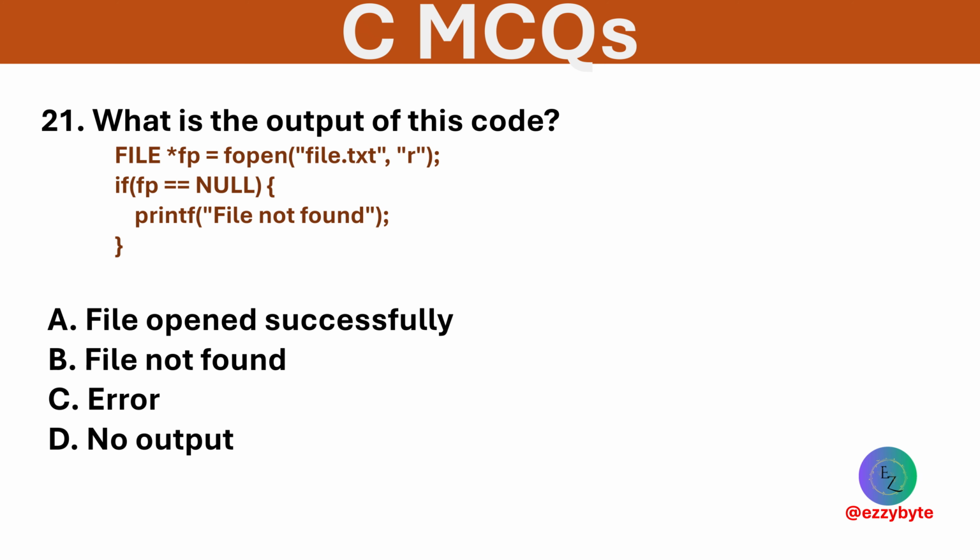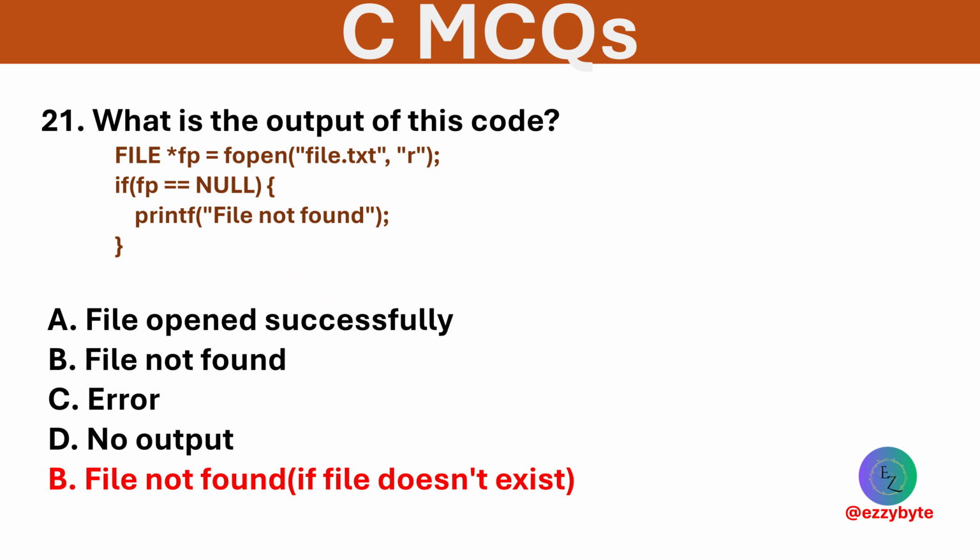What is the output of this code? Options are file opened successfully, file not found, error, and no output. Option B is correct. fopen returns null if the file doesn't exist in R mode.